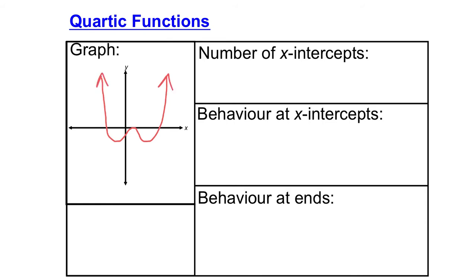Something like that. I think you're getting the pattern right now. With these types of functions, you can have up to 4 x-intercepts. At the x-intercept, the graph can behave kind of like a line or kind of like a parabola. And then the behavior at the ends, well, we can see they're going in the same direction.